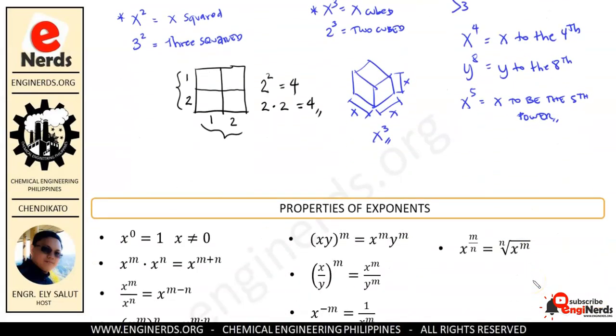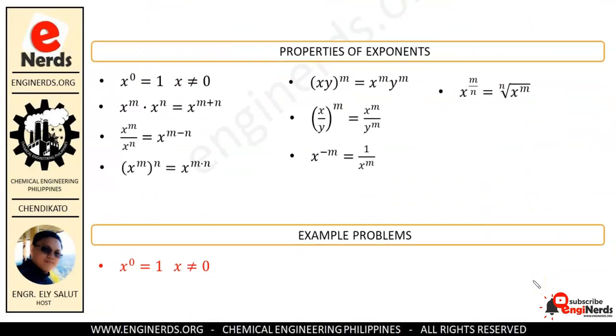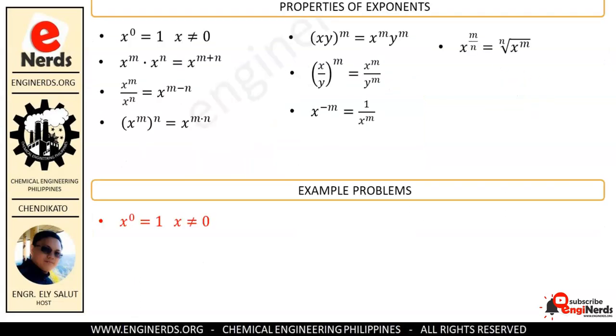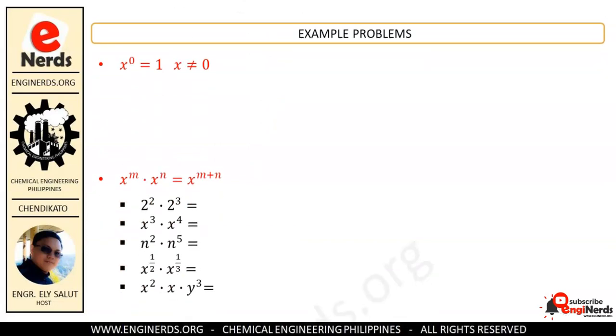Now, let us talk about properties of exponents. So, ito yung mga properties of exponents na dapat makabisado nyo or mamaster ninyo in order to solve yung mga succeeding problems natin na may encounter sa algebra. So, very important to na mamaster natin. So, iisa-isahin natin itong mga properties na to. Okay, so simulan natin sa property na to.